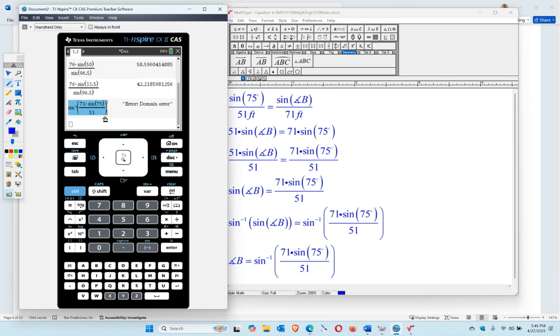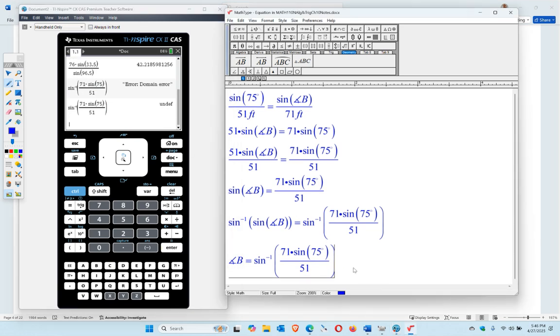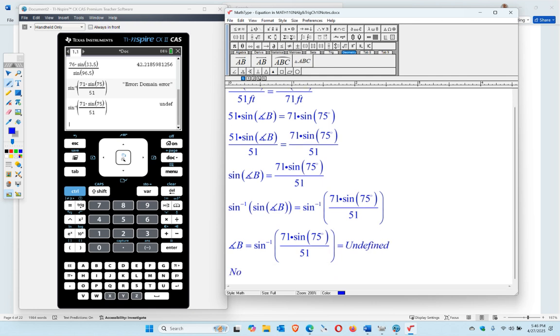Let's try it again. Copy, paste. So it's undefined, domain error. You get various different things depending on what calculator you have. But essentially, it is undefined. Right? Because the answer is there is no possible triangle. That is the actual answer.